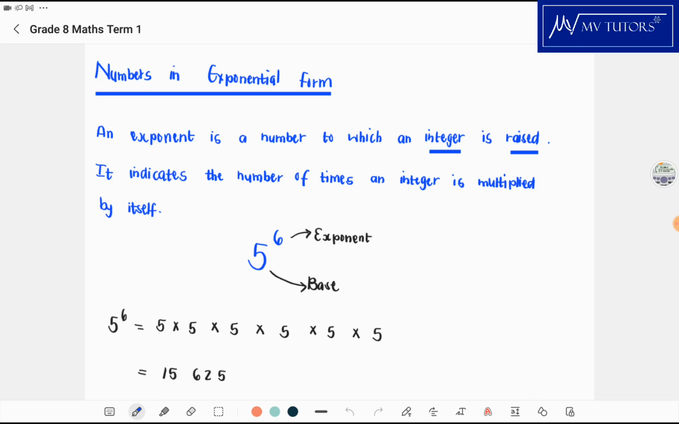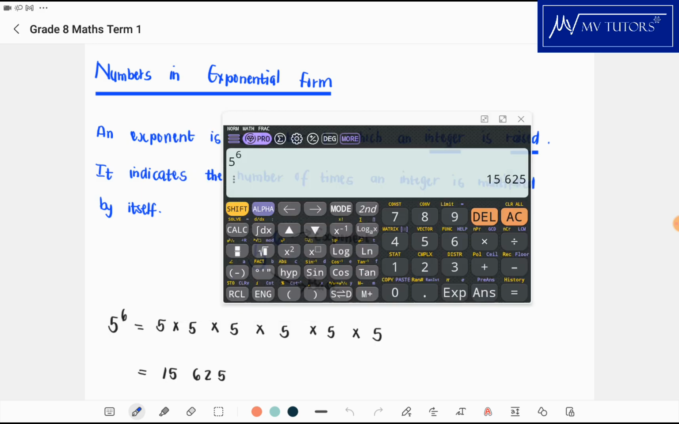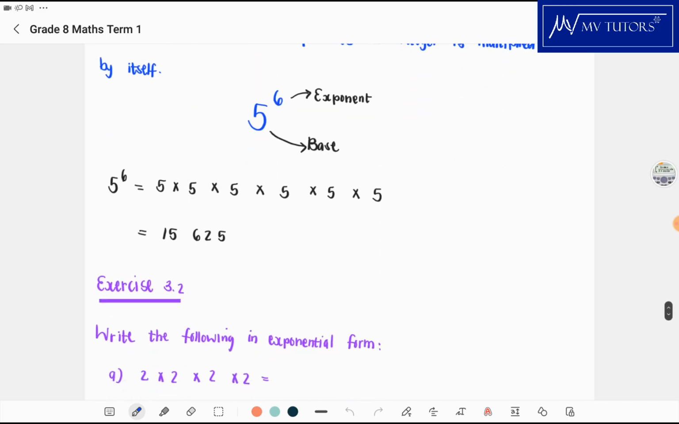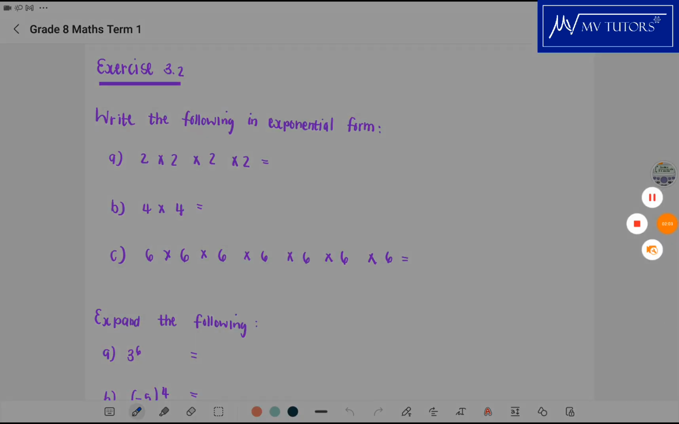All right. So an example that I have here, 5 to the power 6. 6 is the exponent, 5 is the base. So what are we doing? We are taking that 5 and multiplying it by itself 6 times. So we have 5 times 5 times 5 times 5 times 5 times 5. And if you check on your calculator, 5 to the power 6 is indeed 15,625.